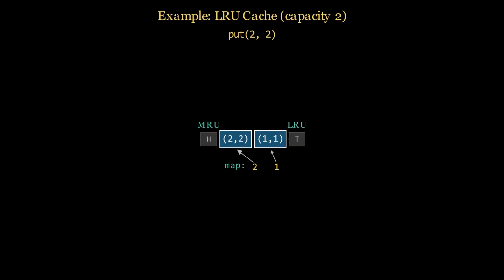Put 2,2. We add a new node at the head. Now key 2 is most recently used and key 1 is least recently used. The map has two entries. Get 1. We look up key 1 in the map and follow the pointer to the node. We return the value 1 and move this node to the head so it becomes most recently used.